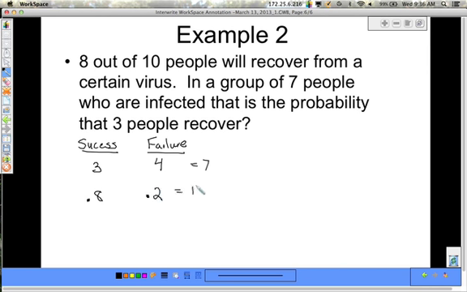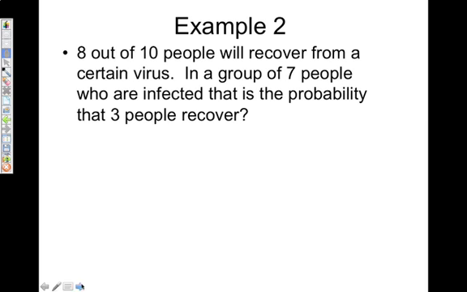We could, if we want, total it, and it adds to 1. So we start, there's 7, and we're choosing our successes, which would be recover, 7 choose 3. Our success rate is 0.8 to the third times 0.2 to the fourth. And once again, you can just type that into your calculator and we'll see what you come up with. 0.0286. So about 2.8% of the time, 3 people will recover.